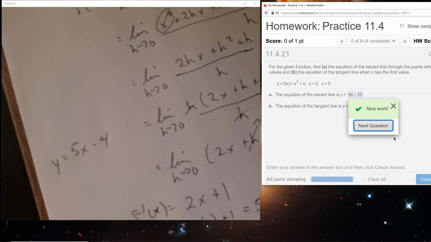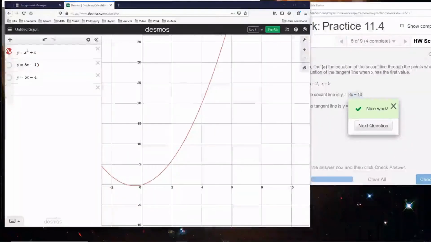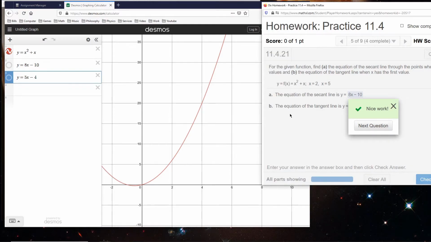And I want to show this in Desmos really quick. Okay, so I just pulled up Desmos and plugged this stuff in. If you look to the left here, the first equation I have graphed is the original function. The second equation, which I don't have graphed yet, is the secant line. And the third equation is the tangent line. So let's just take a look at this graphically.